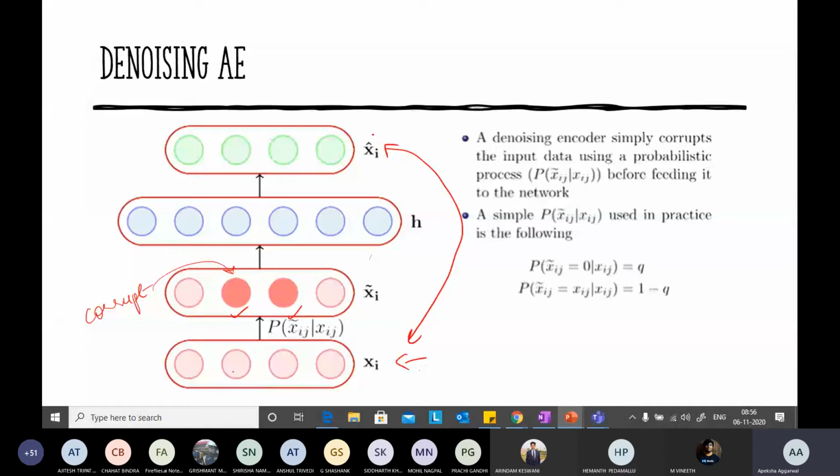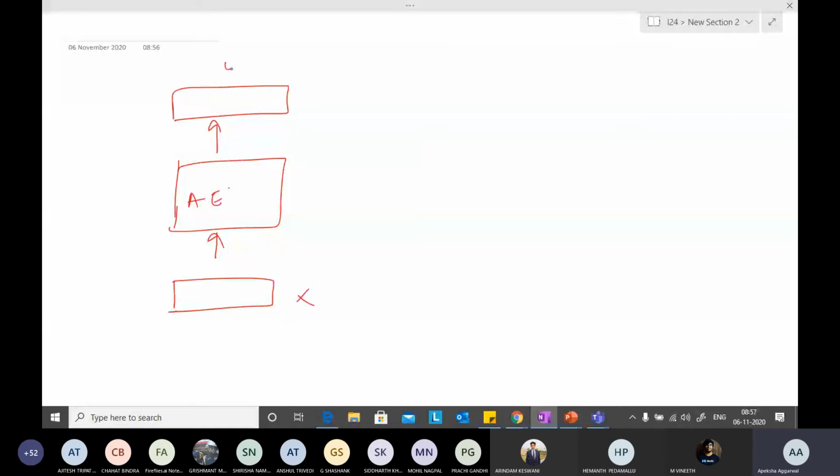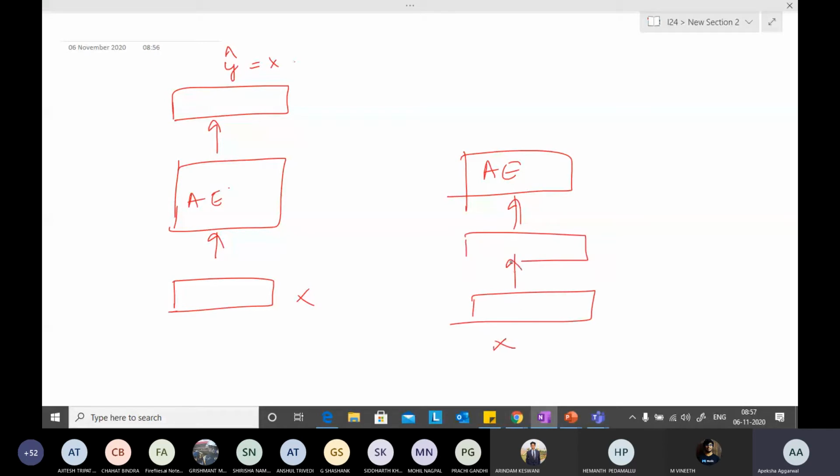Now a question arises, there are two cases. Let's say this is my autoencoder architecture. In the first case, I'm giving original x as input, and I want predicted y to be the same as x. In the second case, I'm giving corrupt x having some noise as input, and I want the predicted y to be the same as the original input, not the corrupted input.